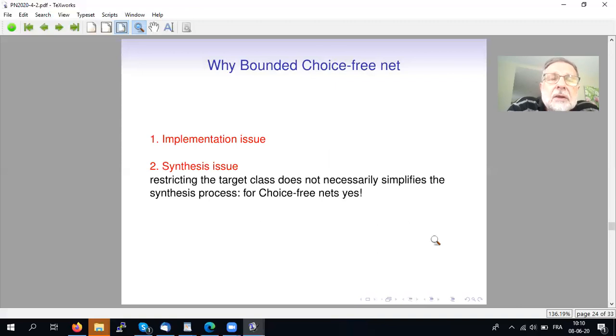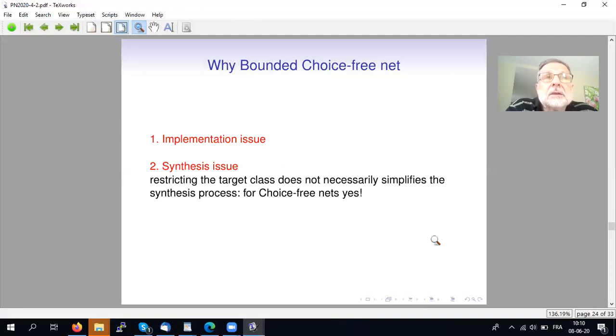There are other interesting points concerning choice-free nets. The next one concerns the synthesis issue itself. It may be observed that restricting the target class does not necessarily simplify the synthesis process.